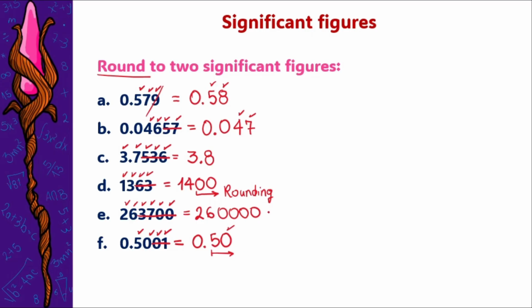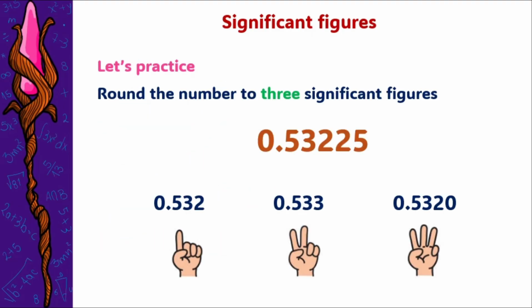Okay guys, let's do a practice. This time is going to be a little bit different. I'm going to show you a number and 3 options. Try to identify what is the correct one. So for example, in this one, we need to round to 3 significant figures. What will be the correct answer?